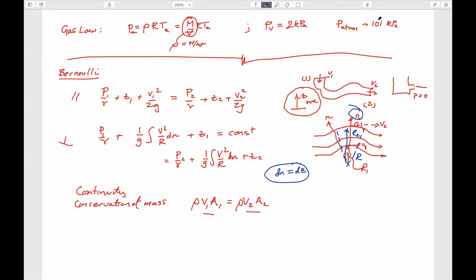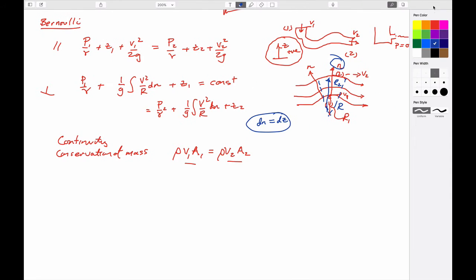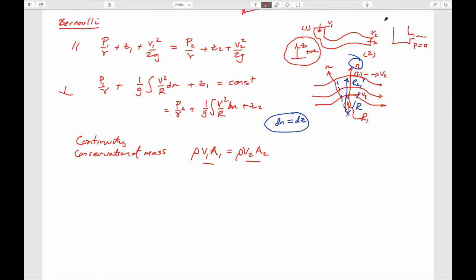Don't sweat too much the perpendicular streamline one. All right. Still red? Okay. So we used Bernoulli to get the equations for free jets.